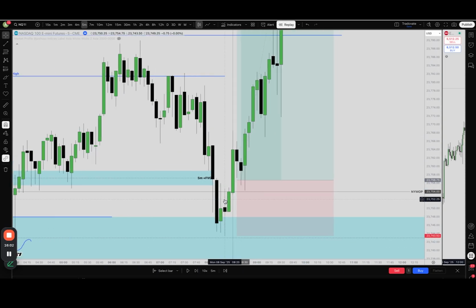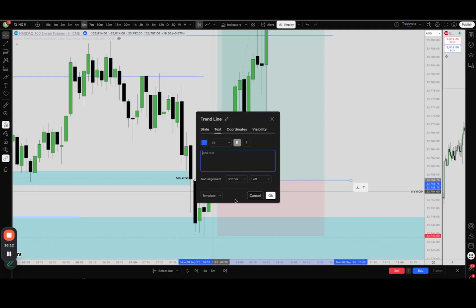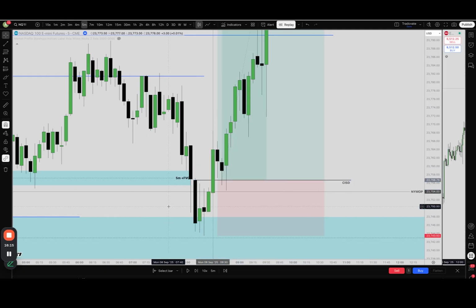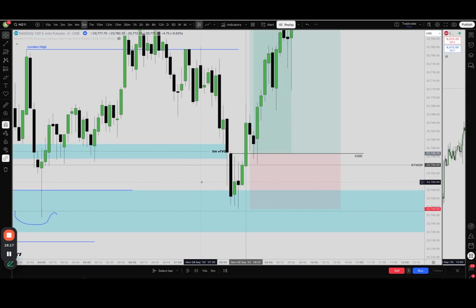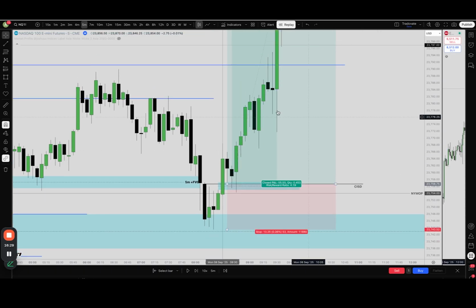Why this entry? Okay, this entry, because right as we push through this down close candle right here, that was a change in the state of delivery. That now becomes an order block. So an order block is formed. As price displaced through it and came back into it, also notice what we have here, a small little fair value gap right here. So that's a double confirmation that we're going to continue up higher.